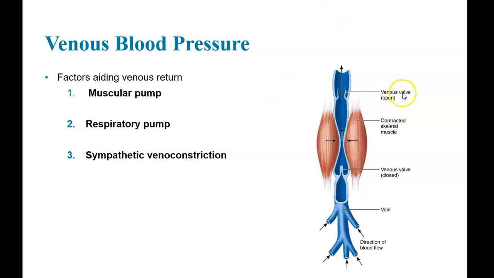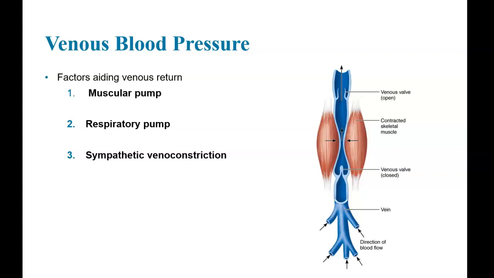And there's also these venous valves. So veins do have these valves, and that's something that arteries don't have, these valves to prevent the backflow of blood. Then there's also the respiratory pump.